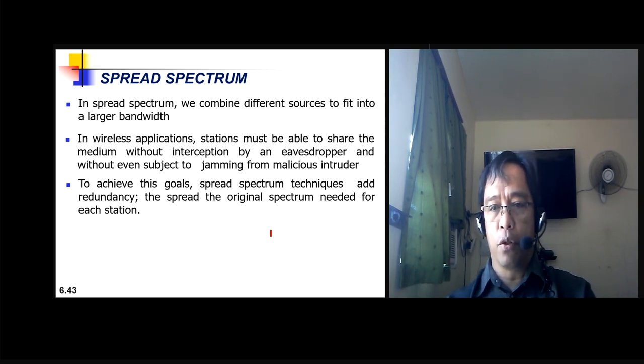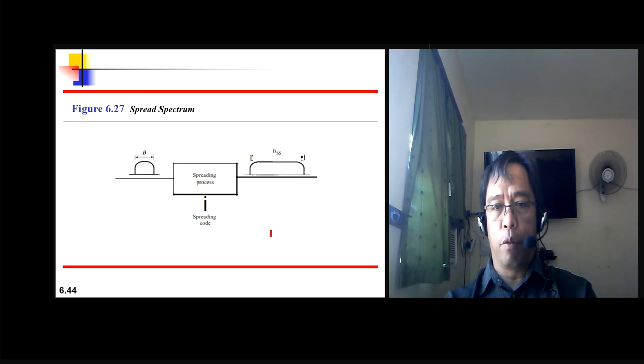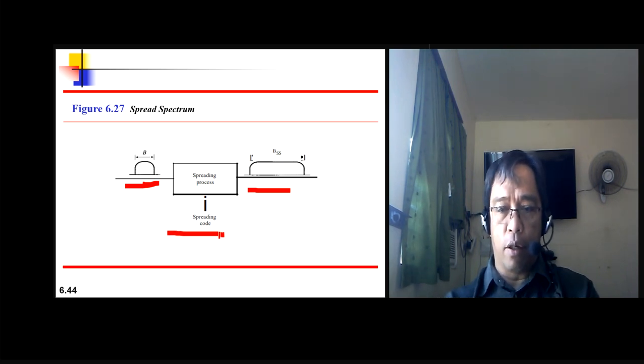Figure 6.27 shows the idea of spread spectrum, which achieves its goals through two principles. Number one, the bandwidth allocated to each station needs to be far larger than what is needed, which allows redundancy. Number two, the expanding of the original bandwidth B to the bandwidth BSS must be done by a process independent of the original signal. The figure also shows the original bandwidth B and the spread bandwidth BSS. The spreading code is a series of numbers that look random but are actually a pattern.